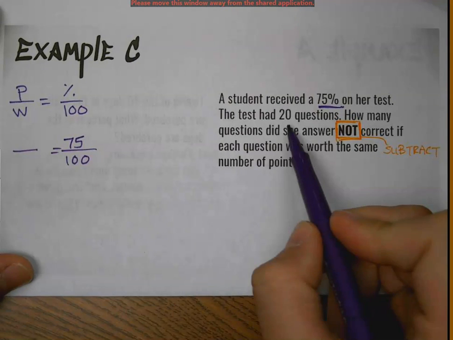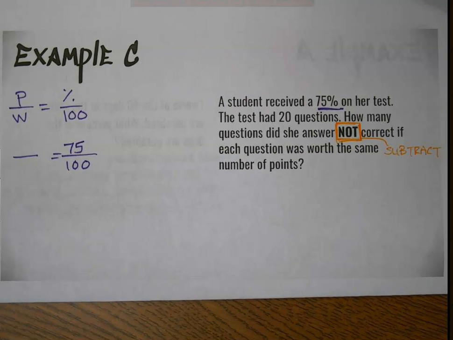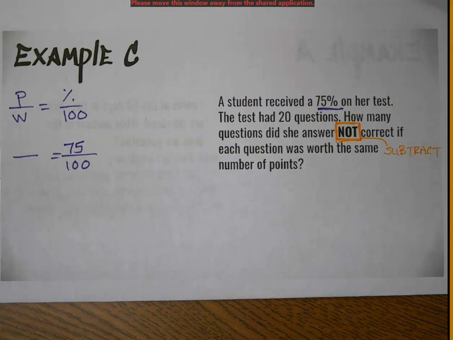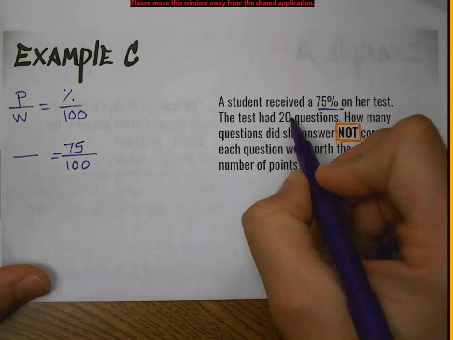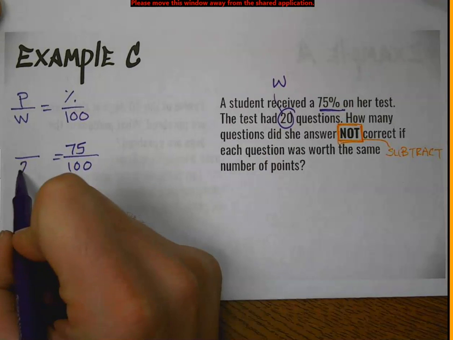And now all we have to do is figure out 20. Is it the part or the whole? So the test had 20 questions. Okay, that is the total amount of questions. That's not how many she got right or wrong. That is how many questions there are total. So that is the whole. So that goes down here.